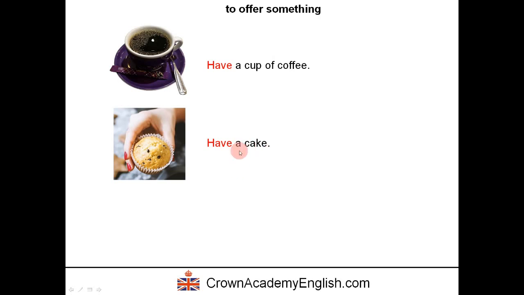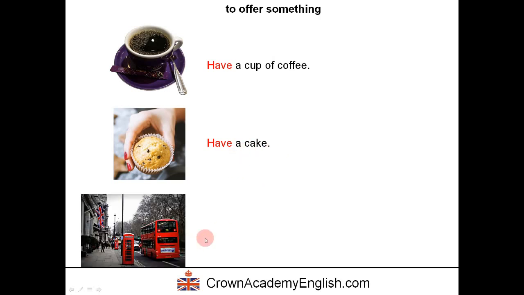Have a cake. Come to London with us. So this is not really offering something, this is an invitation. So we can use the imperative to offer an invitation. So we're inviting someone to London with us. Come to London with us. So this is the verb come. It's the base form. And as you can see, there's no subject.